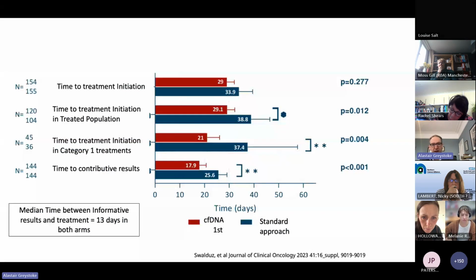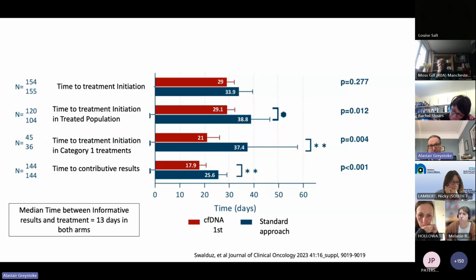But in brief, they showed that, particularly if you look at the time to treatment initiation for category 1 treatments, so these are identifying the patients where they've got a targetable abnormality, where you're giving them a tablet to get them on their first lung cancer treatment, you can see they brought down the average time for treatment from 37 to 21 days. Now, actually, that could have been much quicker, but many of the oncologists were quite conservative, and they wanted the full results back before they'd start treatment. So it could actually have been quicker than 21 days.